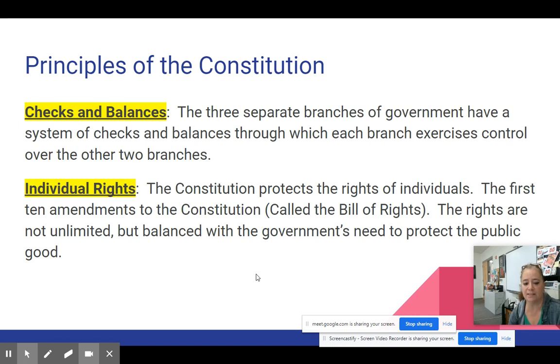And you'll see that the last statement is, but it's balanced with the government's need to protect the public good, meaning that even though citizens have these rights, they don't have rights to just do anything. So you can't kill, murder, pillage, steal, those kinds of things. Your rights as a citizen of this nation are limited by some of those things.